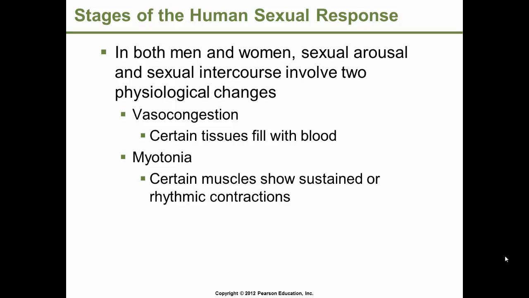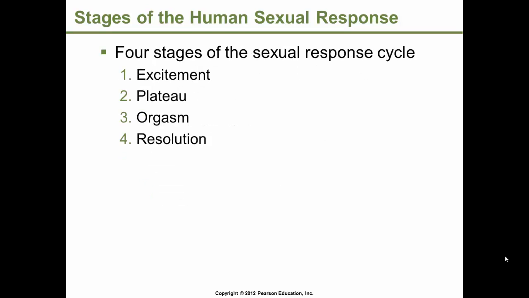In both men and women, sexual arousal and sexual intercourse involve physiological changes: vasocongestion and myotonia. The vasocongestion would be in the glans penis and the clitoris, in which certain tissues fill with blood. The myotonia allows certain muscles to show sustained or rhythmic contractions. The 4 stages of sexual response include excitement, plateau, orgasm, and resolution.